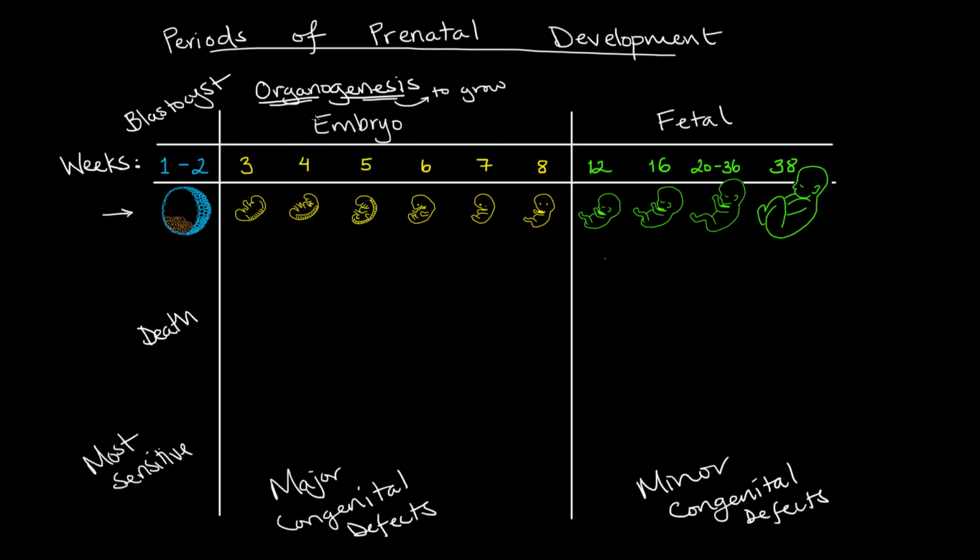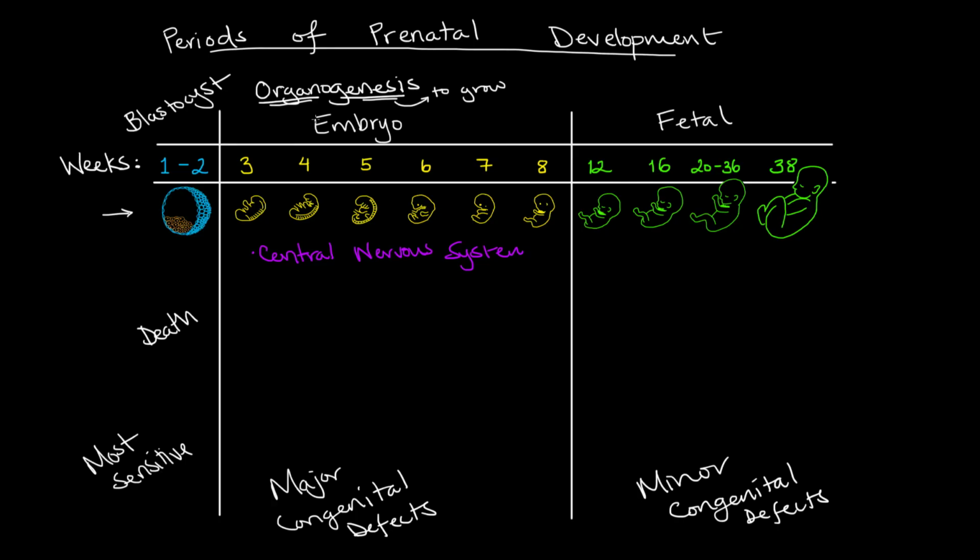Okay, so we're going to go through some organ systems, and hopefully it'll make sense as to why the blastocyst is the most sensitive and why the fetus is the most resistant to these congenital defects. So the first organ system we'll talk about is the central nervous system.